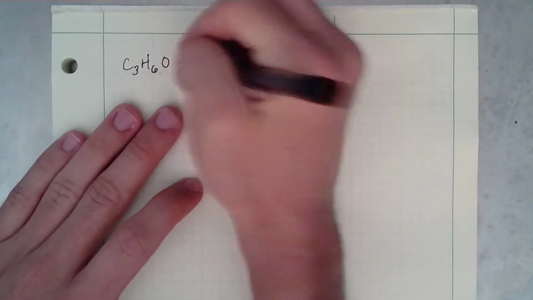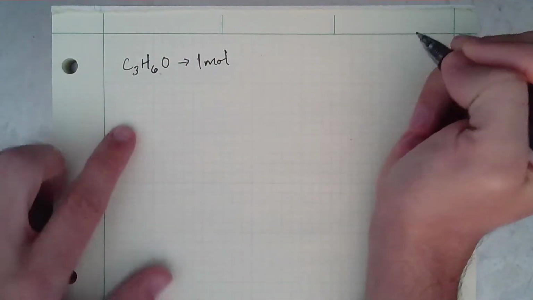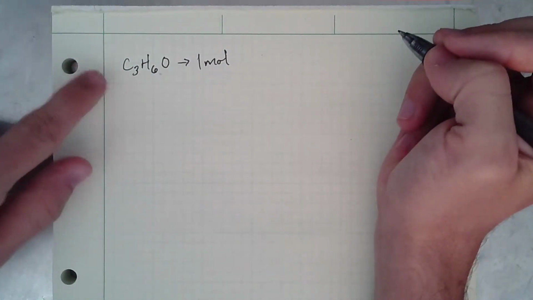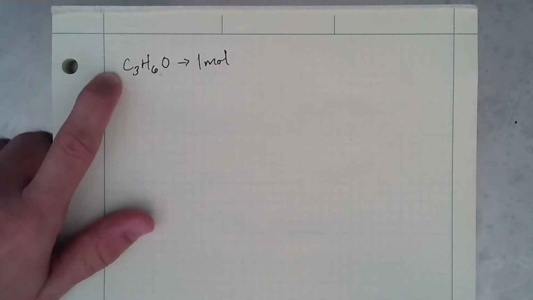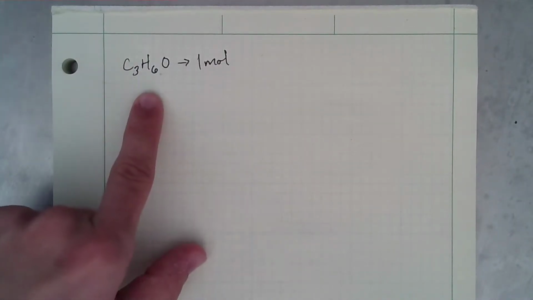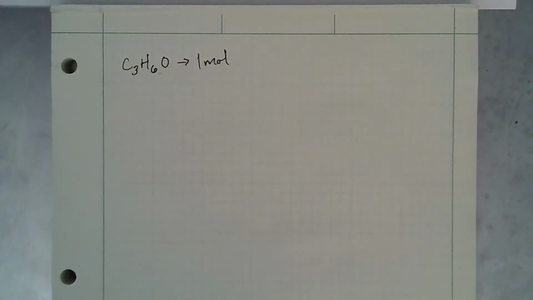Like I said, the first thing we need to do is assume that we have 1 mole of this substance, and we need to figure out how much that 1 mole weighs. So we need the molar mass of acetone. And that is where you're going to need your periodic table. I'm going to prop mine up in front of me.